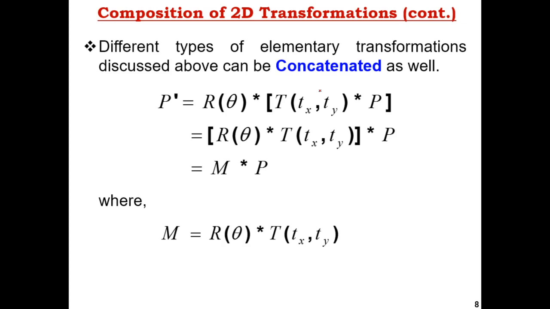The different types of elementary transformations discussed above can be concatenated as well, meaning you can combine rotation, scaling and translation. For example, here we apply the translation first on P and then the rotation after that. So this will be represented here. If I change the order, meaning rotation is performed first and then translation, what will happen?